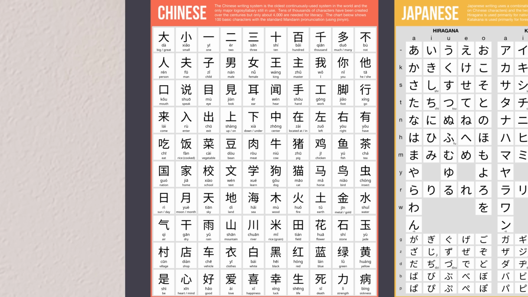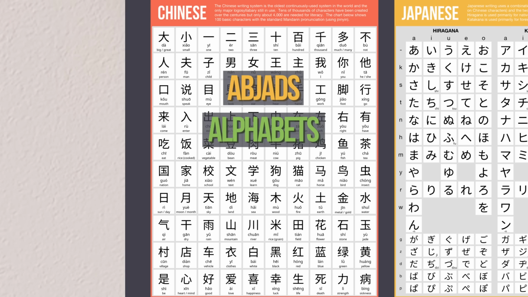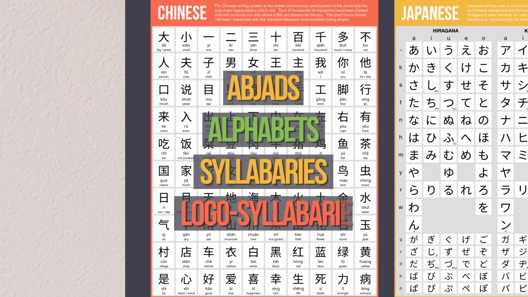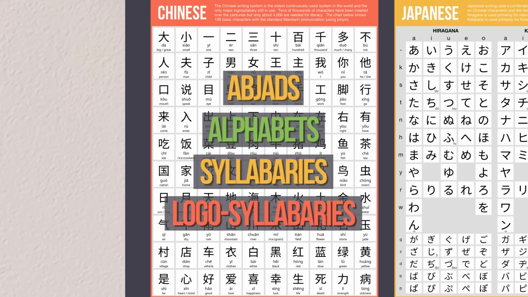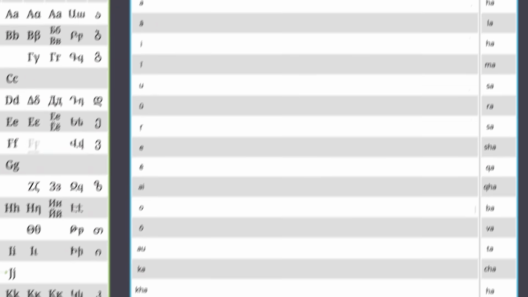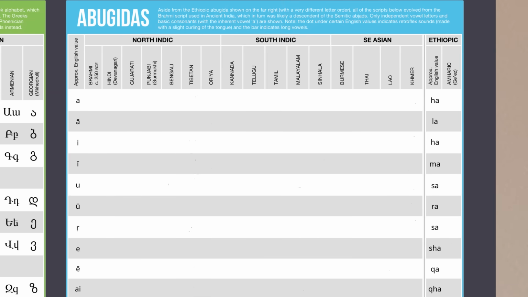So let's recap what we've learned so far. Abjads have characters for each consonant. Alphabets have characters for each consonant and for each vowel. Syllabaries have characters for each syllable or consonant-vowel combination. And logosyllabaries have characters for each major word or word part. That leaves just one more type of writing system, the Abugidas. Abugidas fall somewhere between alphabets and syllabaries, and hence are sometimes called syllabic alphabets.